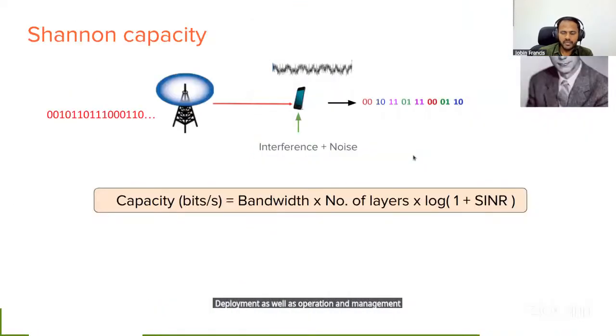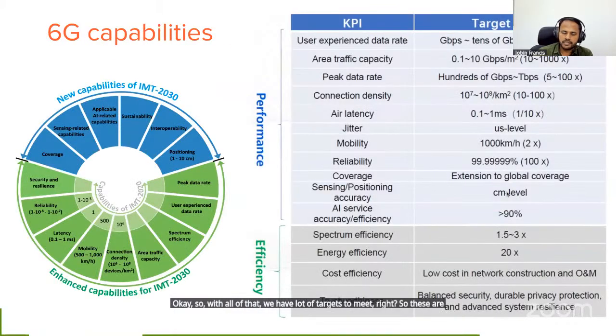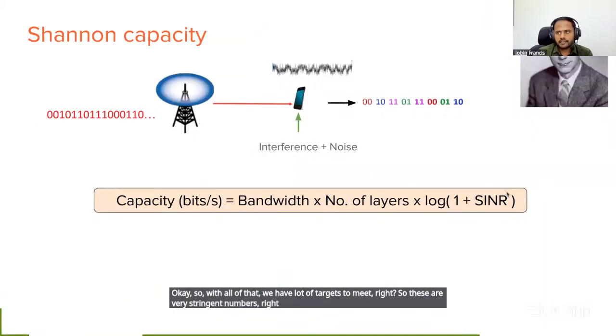Okay, so with all of that, we have a lot of targets to meet, right? So these are very stringent numbers, right? So then let's get back to some communication and see how these can be enabled, right?